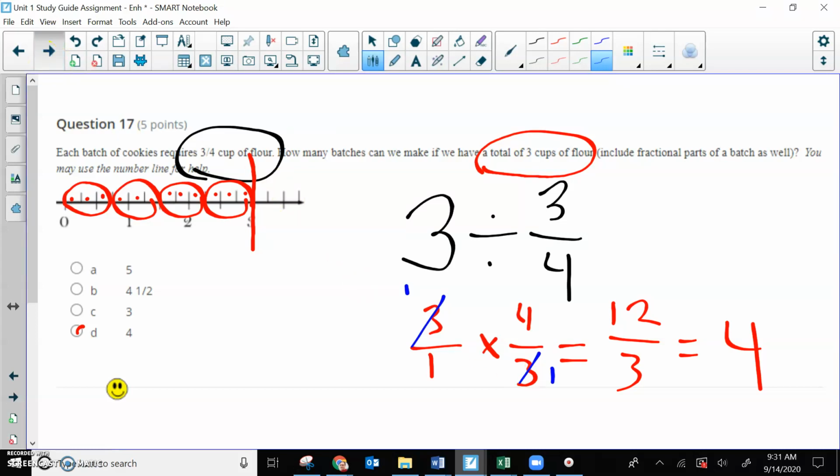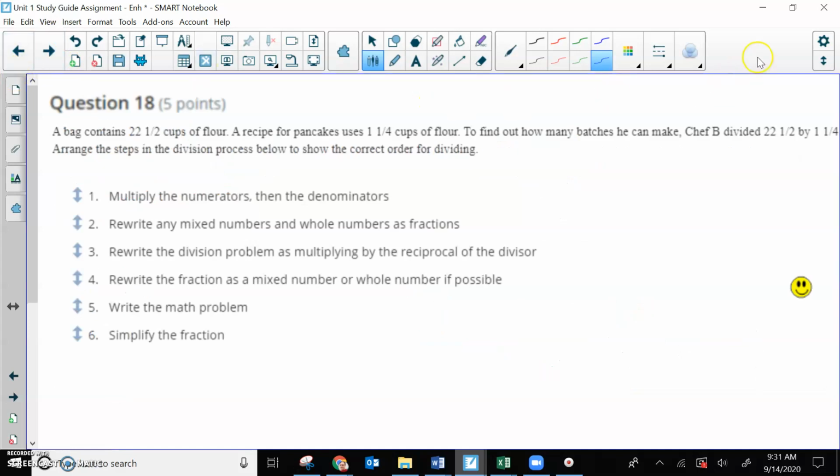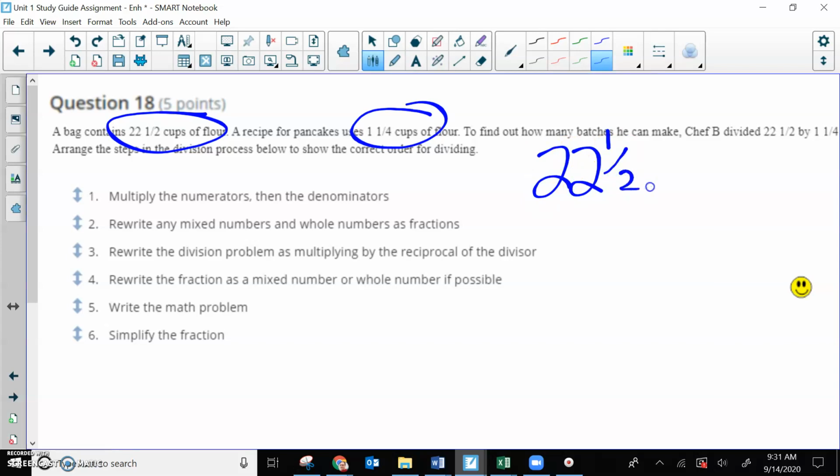Number 18. So in this case, it's asking you to simply put in place the order of division. So we see here the same idea. We have a total amount of flour. Each recipe needs that much, so how many batches can he make? So what is the order of working out? 22 and a half. You don't have to work it out. We're just asking you what's the order of it, right?